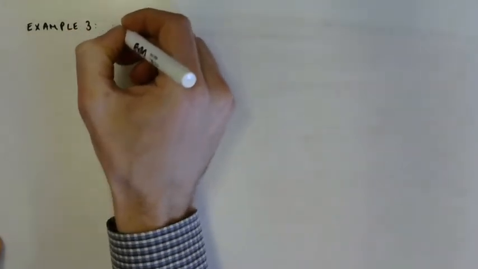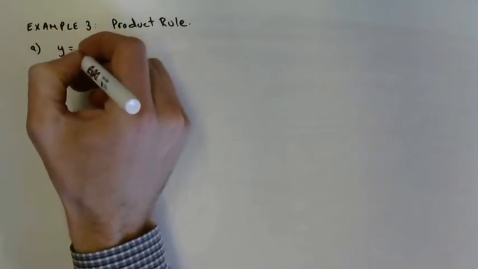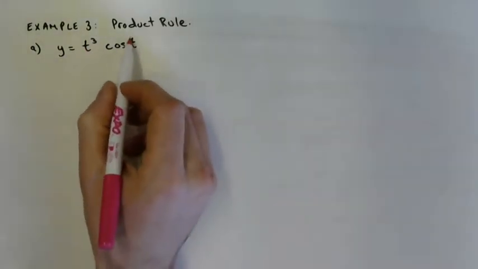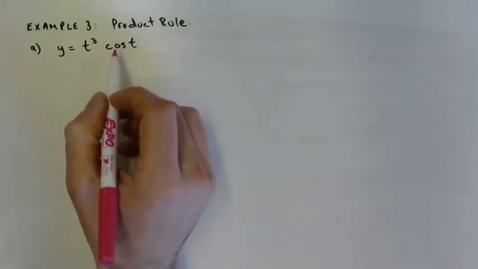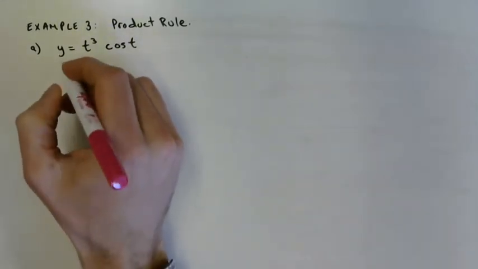Example 3. Product rule. Find each derivative with respect to t. Y equals t cubed times the cosine of t. So again, we have two functions here. We have t cubed and cos of t. So we could rewrite the whole steps here. I'm not going to. I think this is pretty automatic for us right now.